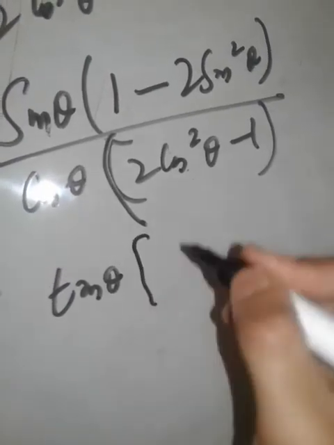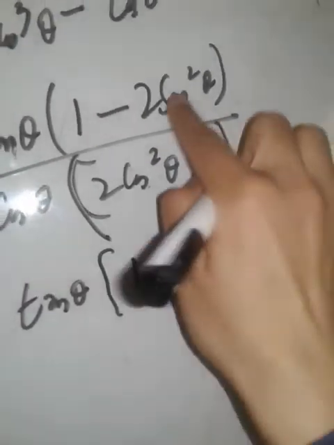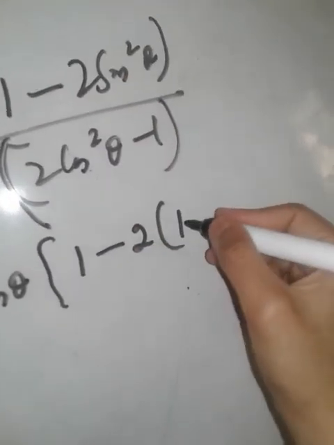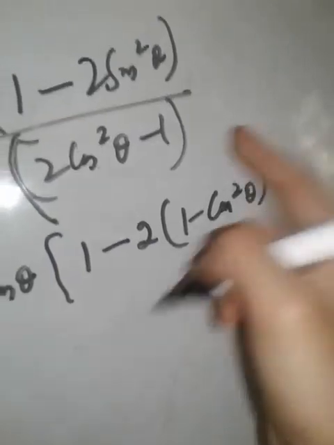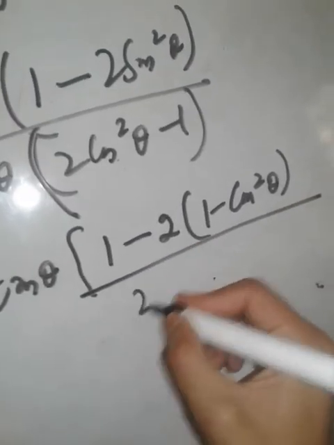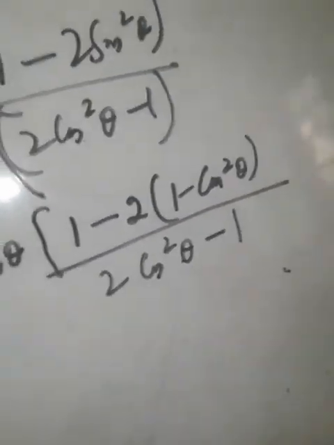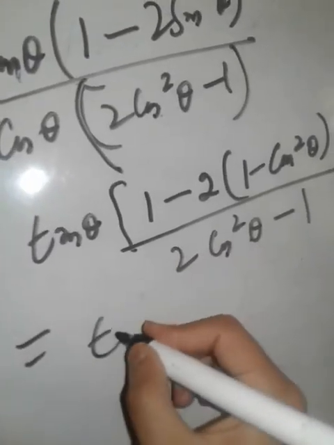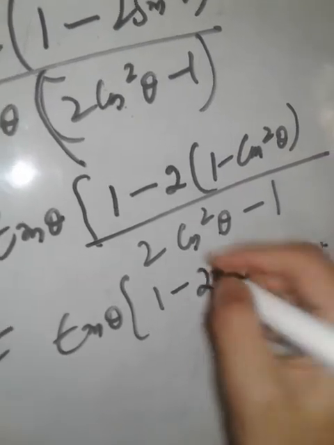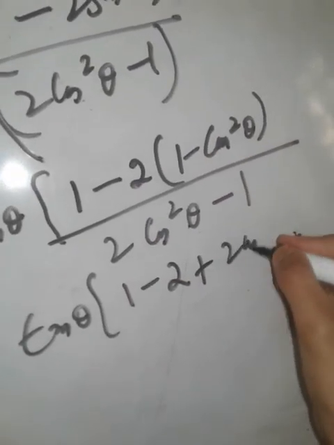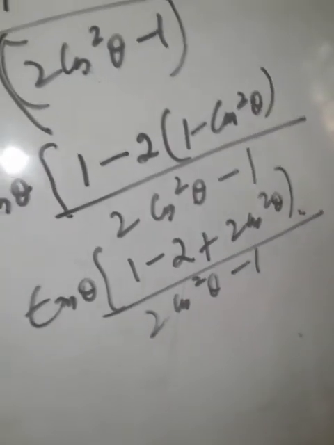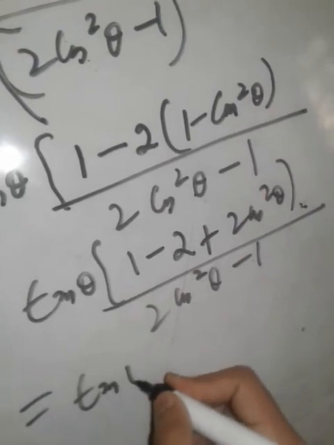So what we will do is, have a look. This is 1 minus 2 sine square theta. You know that by the first identity, sine square theta equals 1 minus cos square theta. I have already explained it various times. So this is tan theta into (1 minus 2 times (1 minus cos square theta)) divided by (twice cos square theta minus 1). This is 1 multiplied by minus 2, which is minus 2, and minus into minus gives plus 2 cos square theta, all divided by twice cos square theta minus 1. So this equals tan theta.